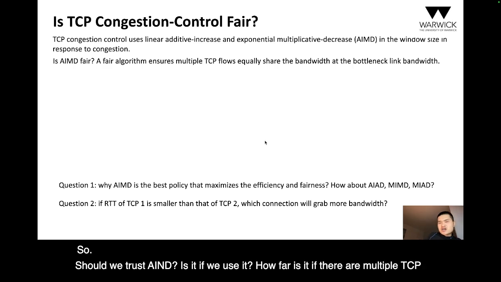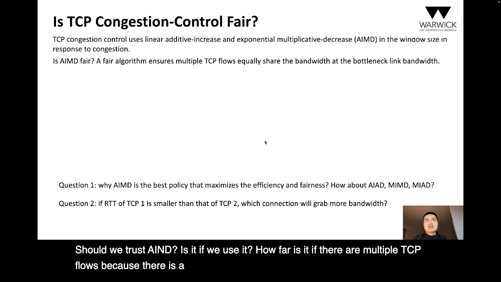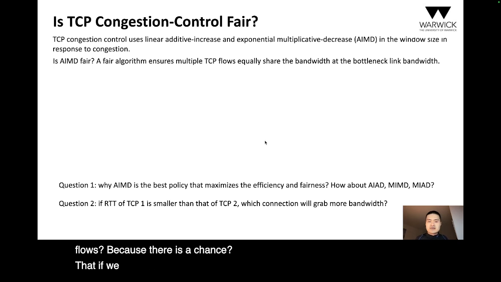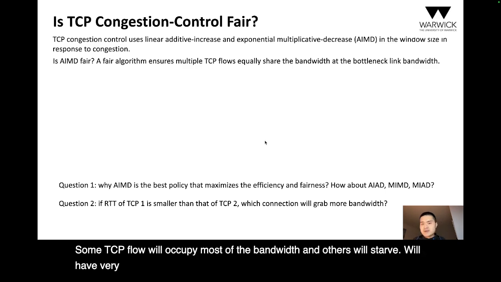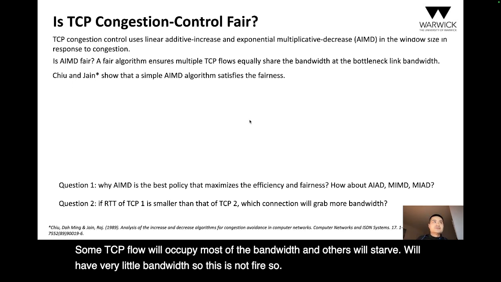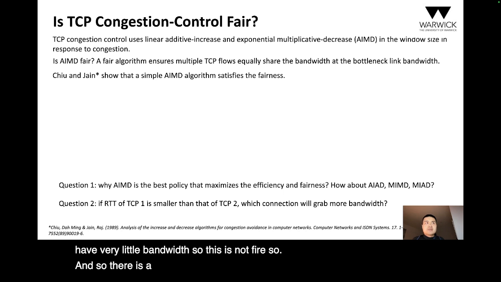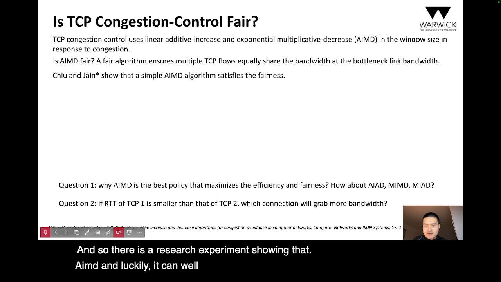Because there is a chance that if we have many TCP flows sharing a bottleneck, some TCP flow will occupy most of the bandwidth, and others will starve, with very little bandwidth. So this is not fair. There is a research experiment showing that AIMD can luckily satisfy the fairness well.